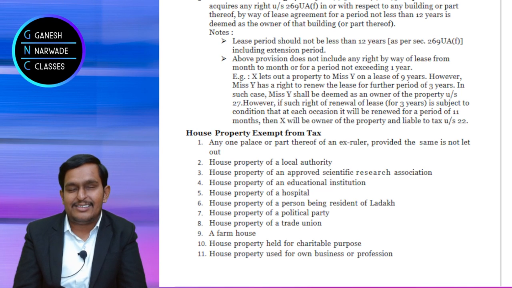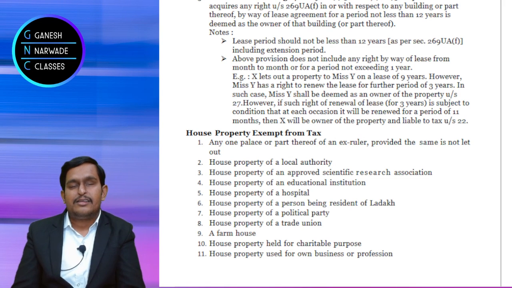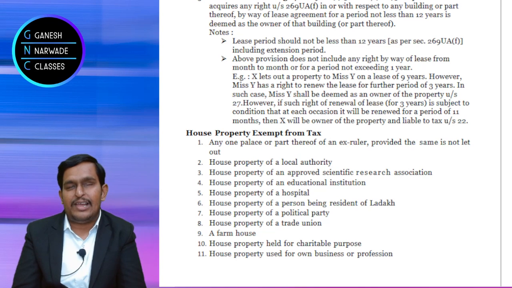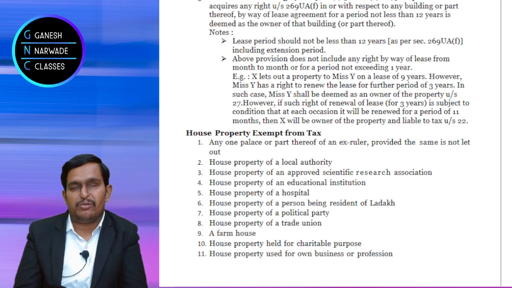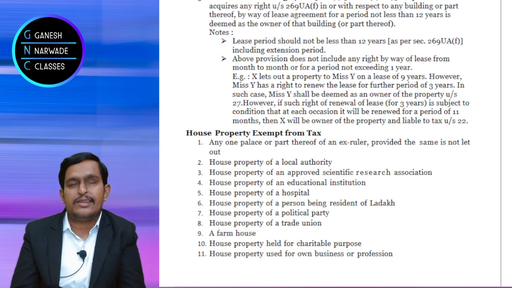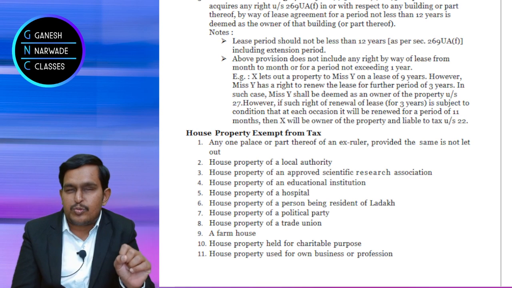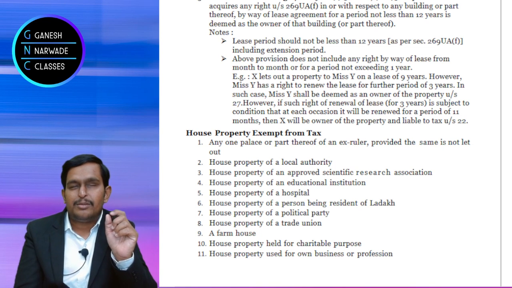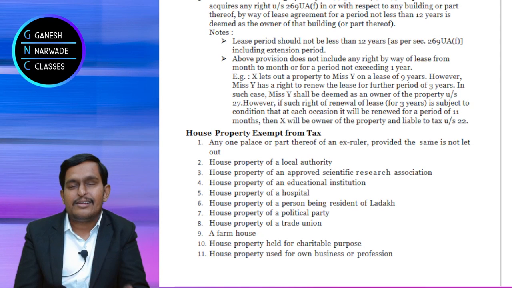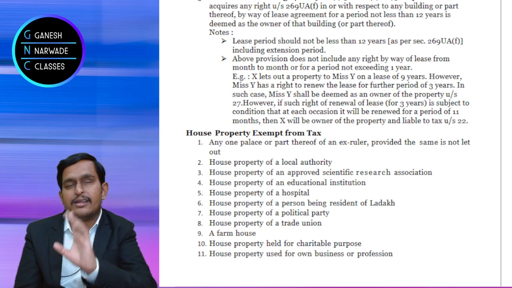Other than these 8, there is something called farmhouse. There is something called one palace of an erstwhile ruler. Right? And last thing, if the property is used for business and profession. If you are using it for your own business and profession, then it is exempt under this chapter. Your tenant may be using it for business. It will come under house property for you because you are receiving rent. But if you as an owner are using it for business, then it comes under the business and profession chapter, not here.